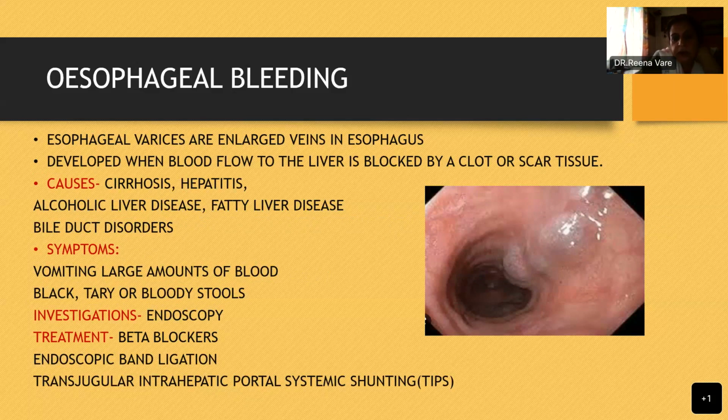Symptoms will be vomiting large amounts of blood, frank blood or clots, anything. You will have stools which are black, tarry or bloody in nature. Investigation will be again an endoscopy. You have to identify the bleeding veins, the enlarged veins, and start the patient on medical treatment in the form of beta blockers. In severe cases, you will require band ligation or a transjugular intrahepatic portal systemic shunting, which is also known as TIPS.